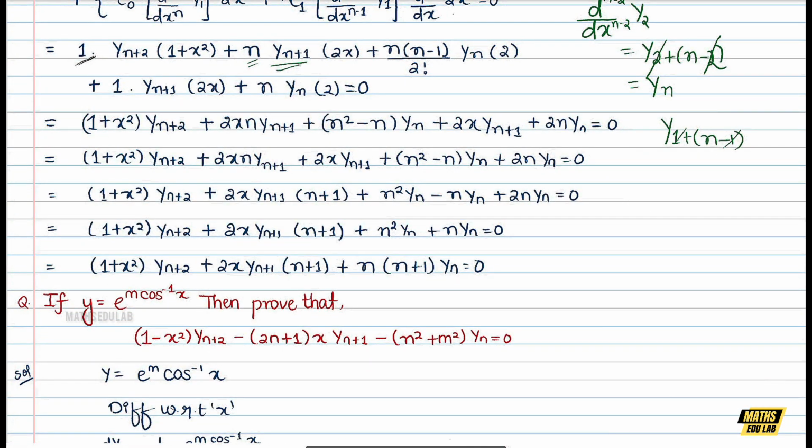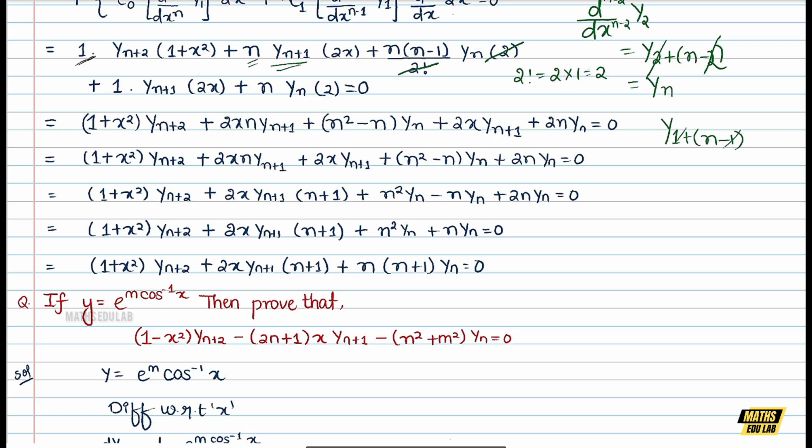Now let me write this one as, see here, (1 + x^2) y(n+2) plus 2x n y(n+1). Then here 2 factorial and 2 will get cancelled out, since 2 factorial is nothing but 2 into 1, which is equal to 2.